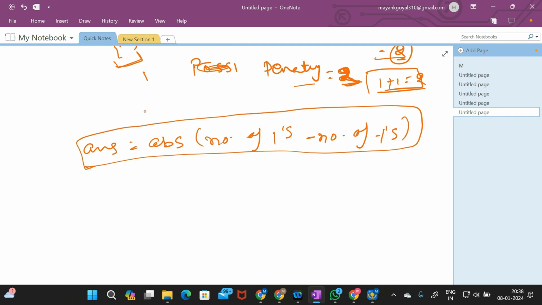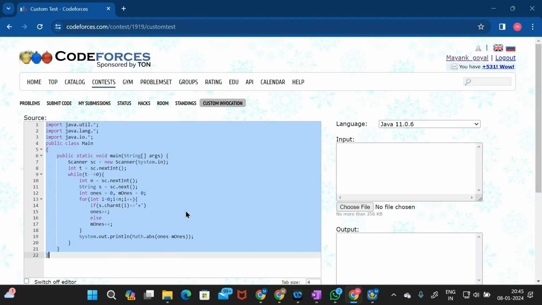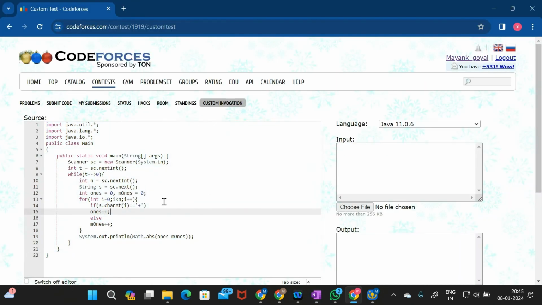So let's code this question. Here is the code for this question.